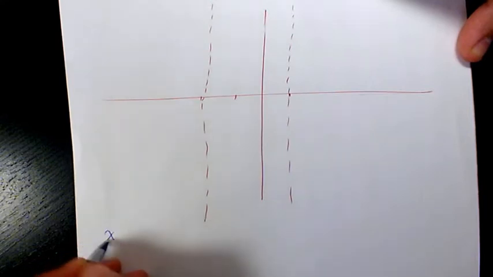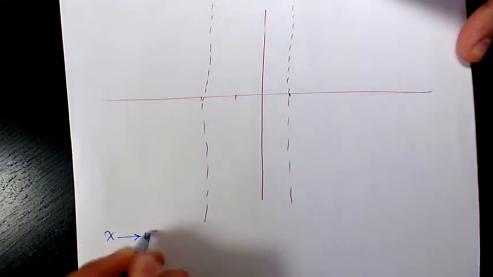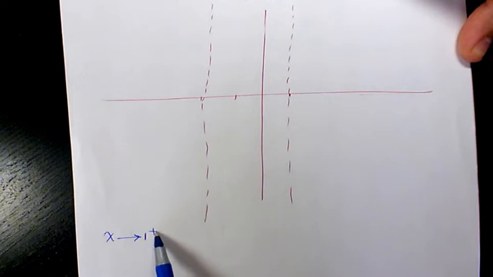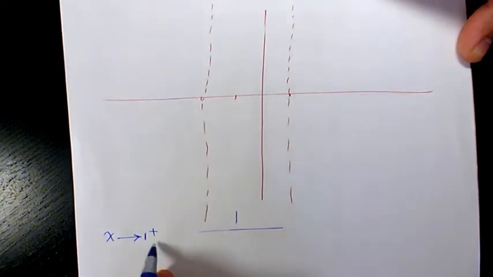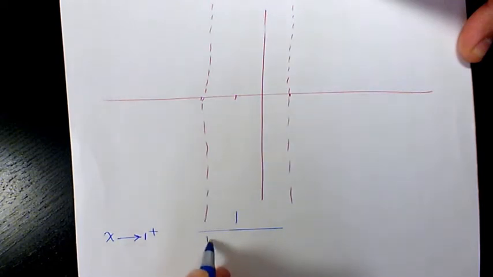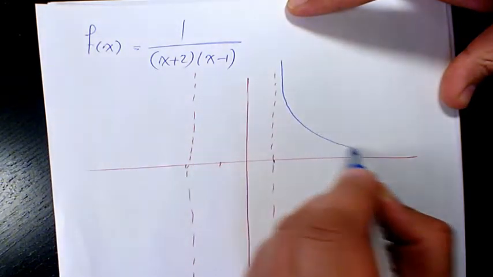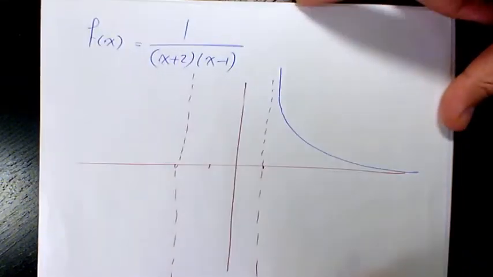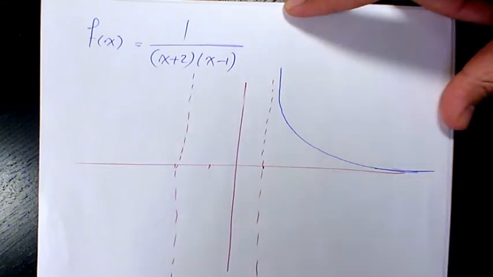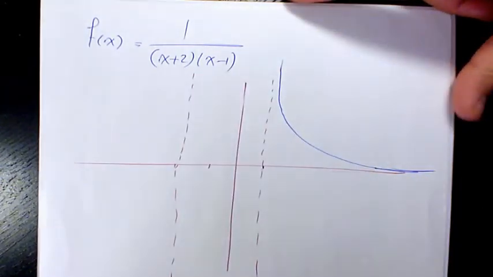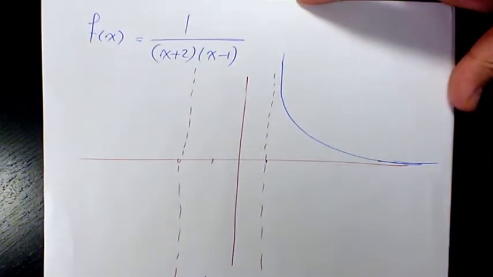First of all, when x approaches positive 1 from the right, it means slightly greater than 1. Let's say it's 1.1, it's going to be 1 over (1.1 plus 2)(1.1 minus 1). As you see here, it's going to be positive. So this side is going to go to positive infinity. So it's going to be something like that. And it is going to approach 0, but it never touches or crosses the x-axis.